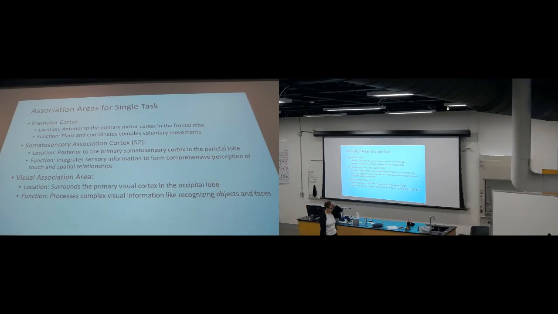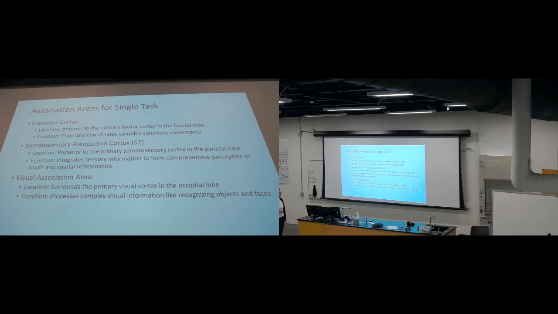Premotor cortex. It is located anterior to the primary motor cortex, plans and coordinates complex body movements. S2, somatosensory association area, is located posterior to this primary somatosensory area in the parietal lobe. This one helps us to comprehend perception of touch and spatial relationships.